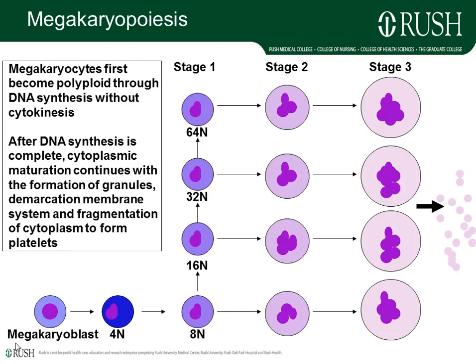So first, before it gets to that point, it has to develop. Megakaryocytes go through a polyploid generation by reduplicating DNA, or going through DNA synthesis without any cytokinesis. After DNA synthesis is complete, cytoplasmic maturation continues with the formation of granules, the demarcation membrane system, and fragmentation of cytoplasm, which actually generates the platelets. You can see that over on the right side of this. So you can have cells which are up to about 64N. These are just really huge, and they have very large polyploid nuclear areas.